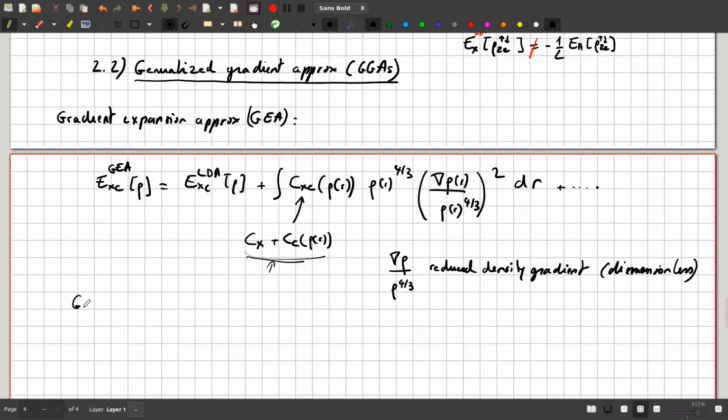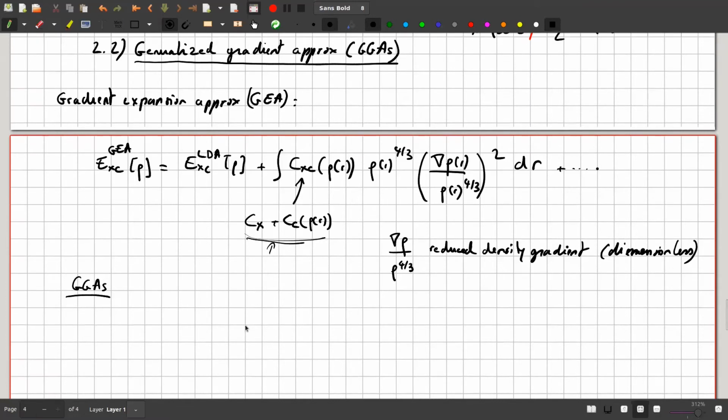So the GGAs really started in the 1980s, and it is based on a generalized ansatz compared to the GEA, which is as follows.